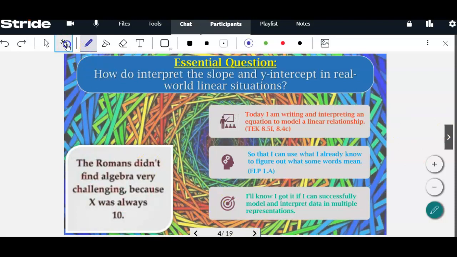All right, so our essential question for this lesson: how do I interpret the slope and y-intercept in real-world linear situations? Today I'm writing and interpreting an equation to model a linear relationship so that I can use what I already know to figure out what some words mean. I'll know I got it if I can successfully model and interpret data in multiple representations.